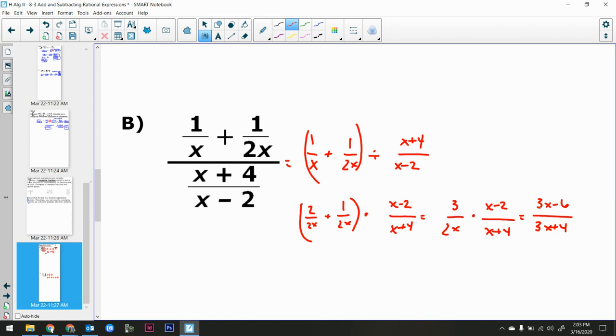And I can't do anything. Notice I cannot cross out these 3 x's. No, you can't do that, because that's not a factor. That's just what the leading coefficient is. So 3x minus 6 over 3x plus 4 would be the answer. Could I factor out the 3 in the numerator? Of course, but would it do anything? No.